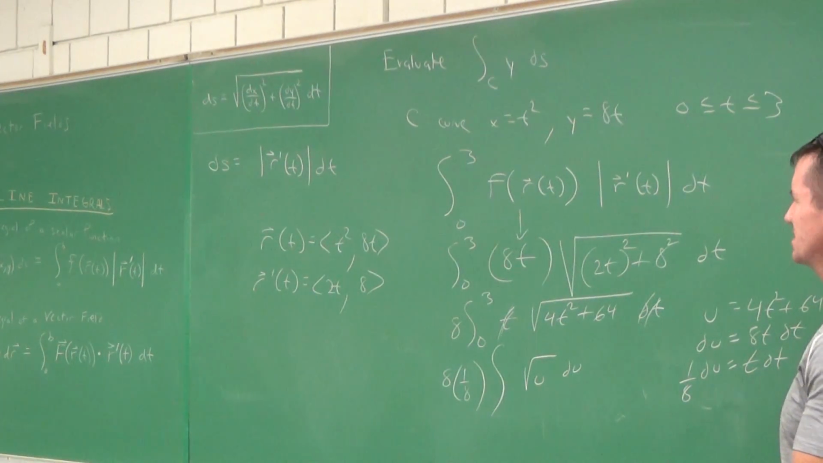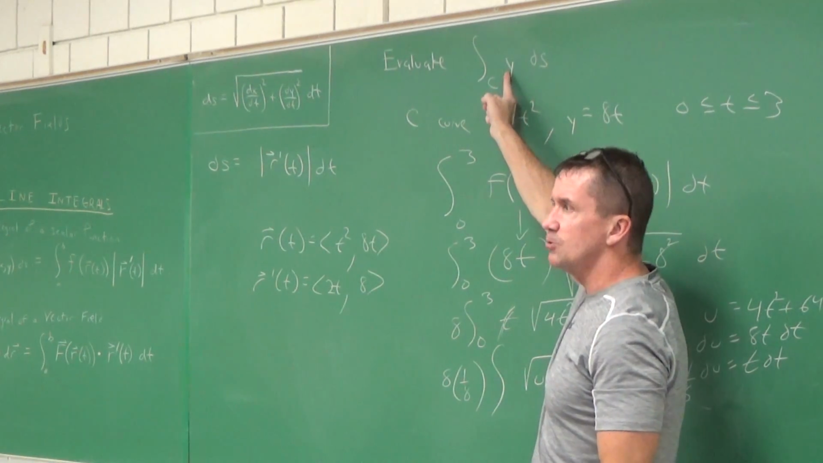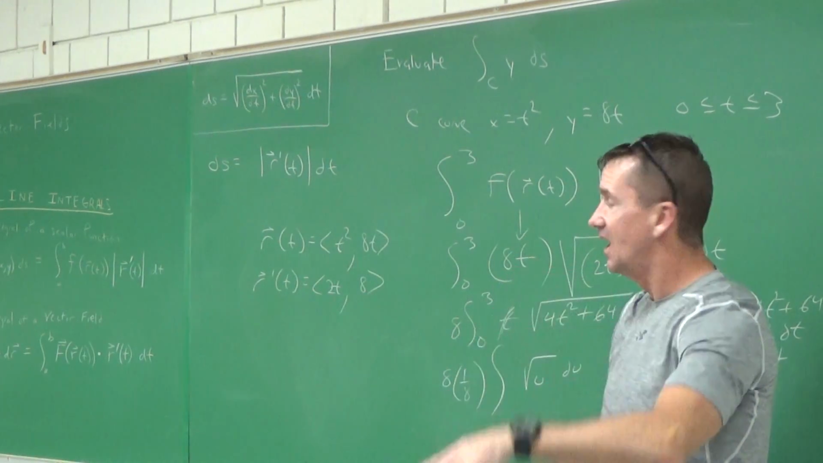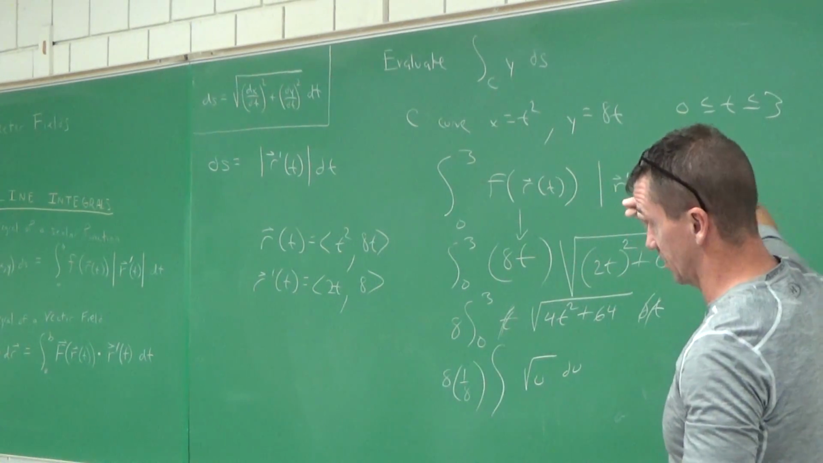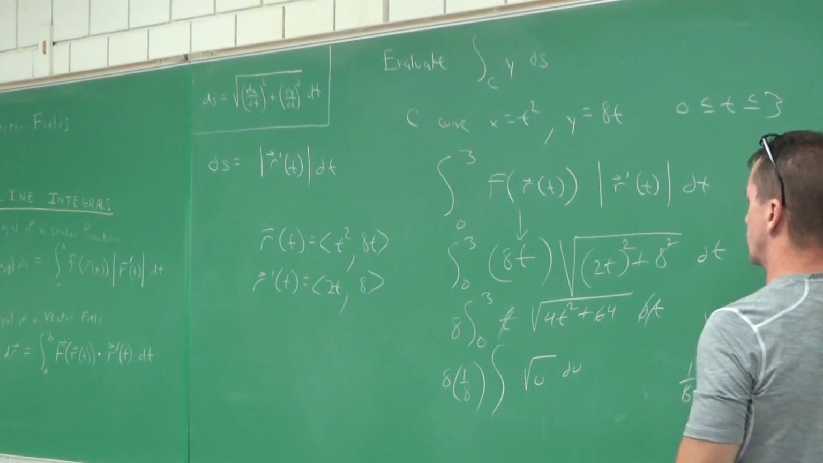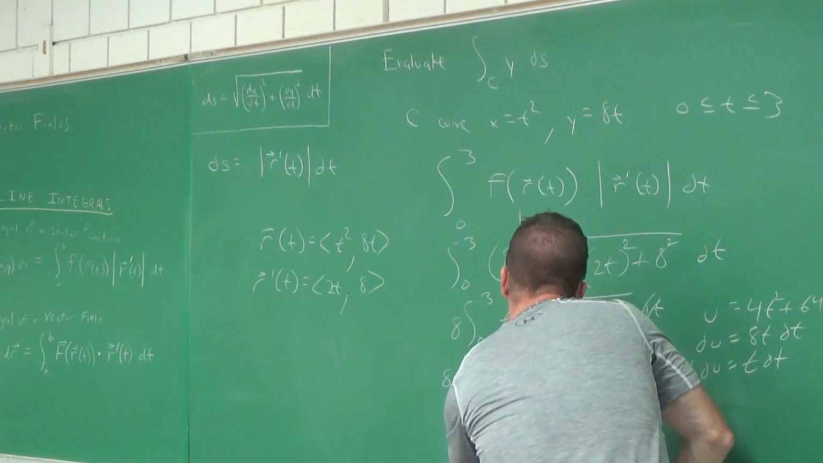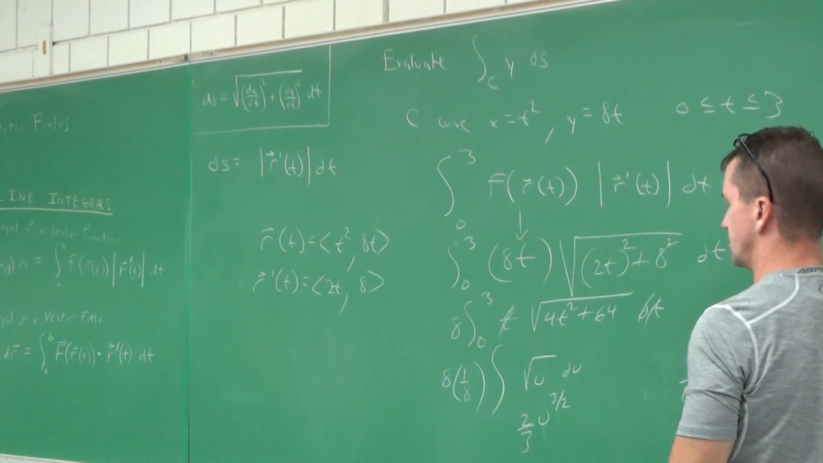What is this again? Well, there's the scalar field, z equals y. We're finding basically the area under that curve along that field there. That's a scalar function. What's the integral of the square root of u? 2/3 u to the 3/2. I'm going to resubstitute. What would that be?